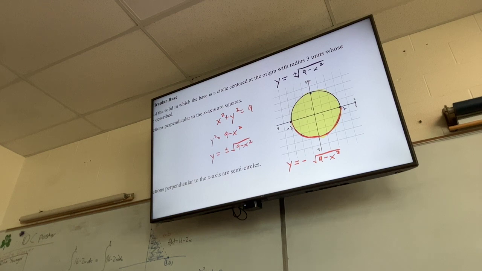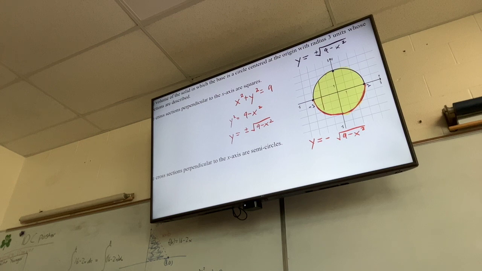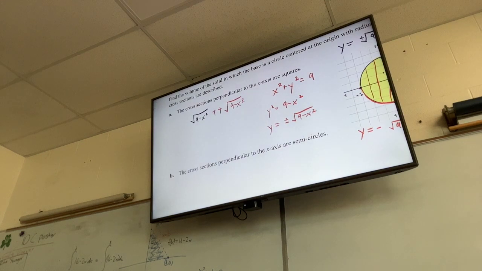Questions, comments, concerns? Okay. Right, the height, the length, each side is going to be the blue minus the red. Square root of 9 minus x squared minus negative square root of 9 minus x squared. That's just plus positive square root of 9 minus x squared. So it's 2. So each side length is equal to 2 times the square root of 9 minus x squared.